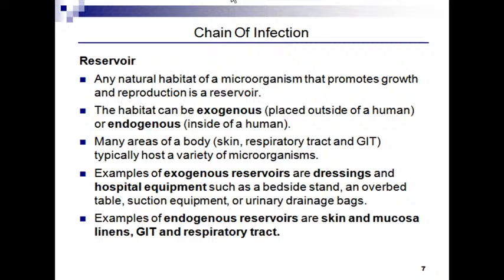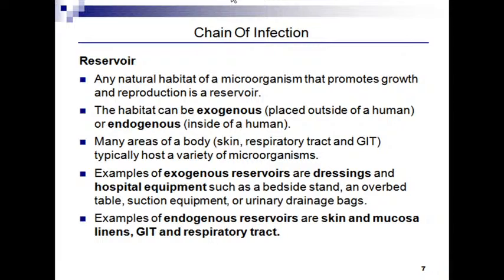Second part of the chain of infection is a reservoir. Any natural habitat of a microorganism that promotes growth and reproduction is a reservoir. Reservoirs of infection can be exogenous, which means placed outside of a human body, in the environment, or endogenous, inside of a human.